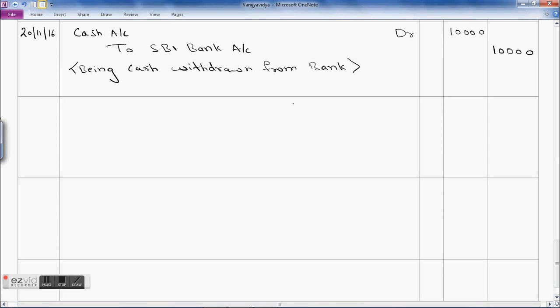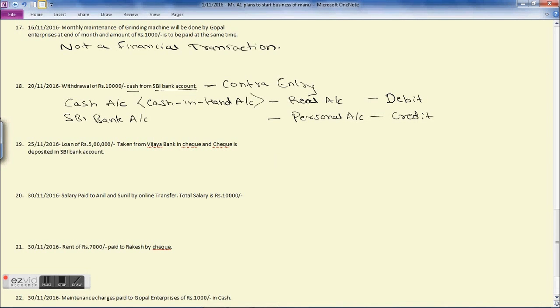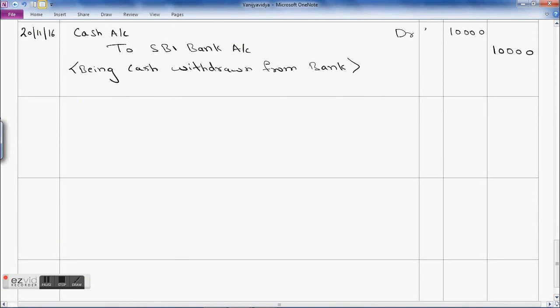Being cash withdrawn from bank. This is a narration. Okay, now let's see the transaction number here. 18. Put it as JV number 18.